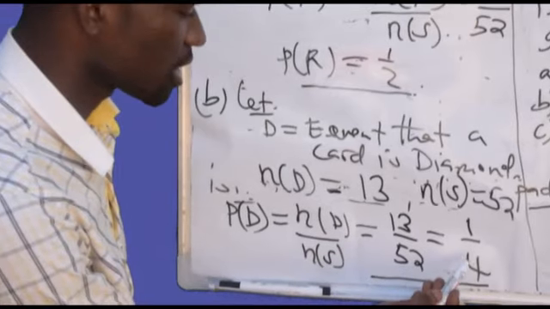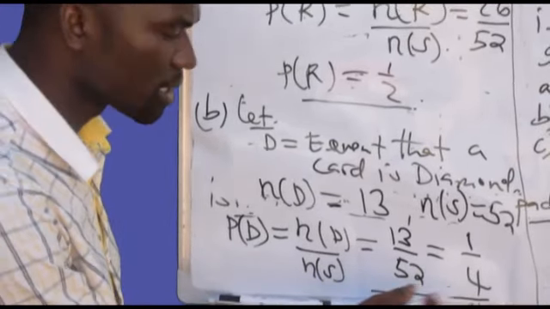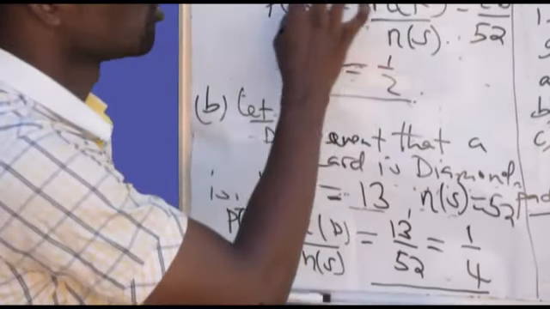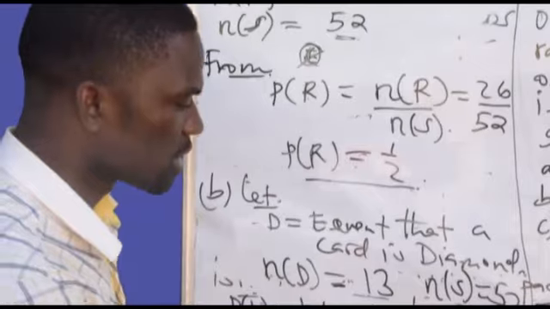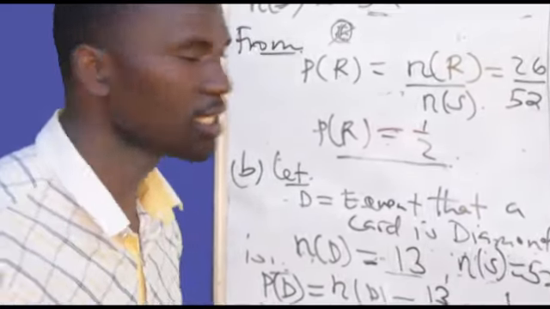This will be the chance that a diamond card will be picked at random from a pack of 52 playing cards. So this chance is a quarter chance.